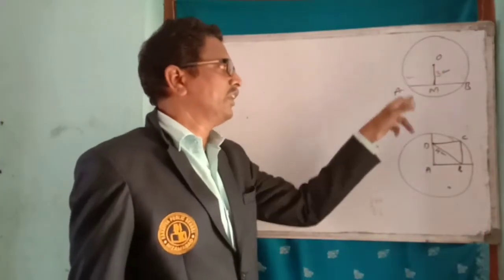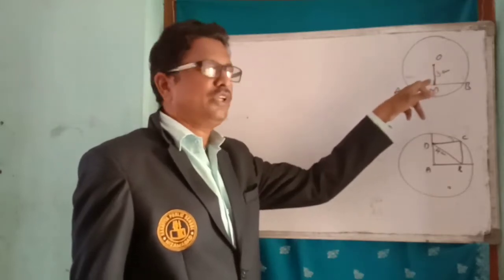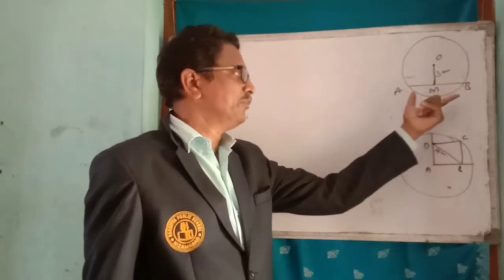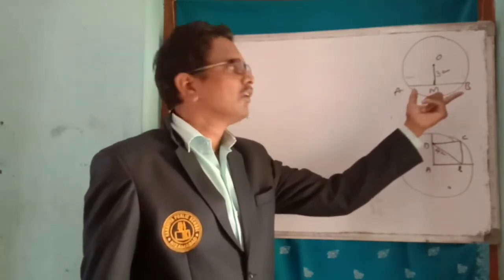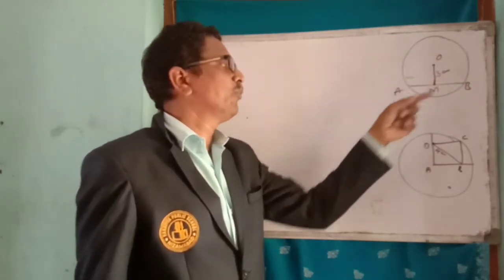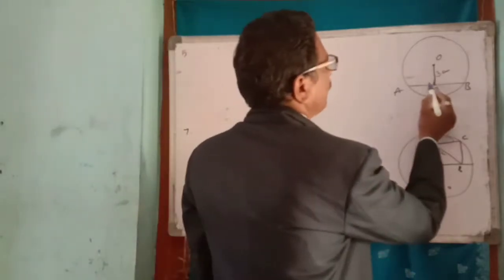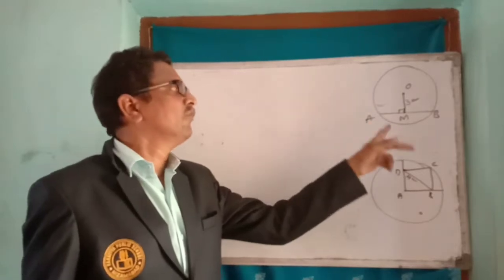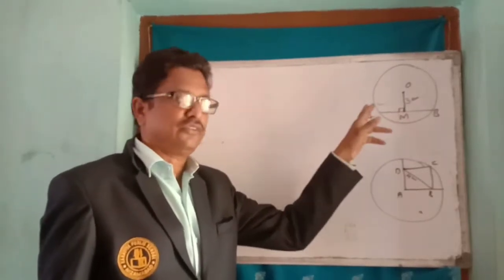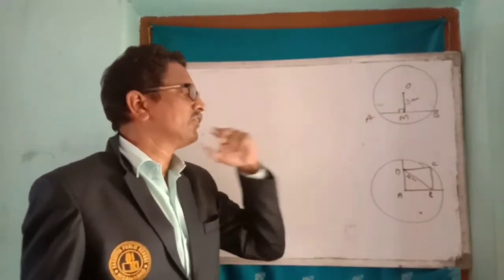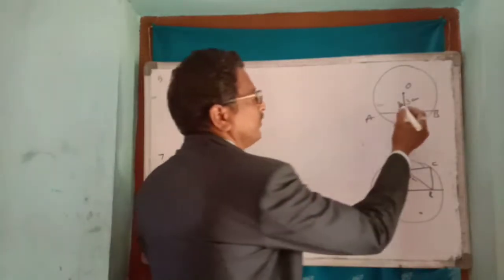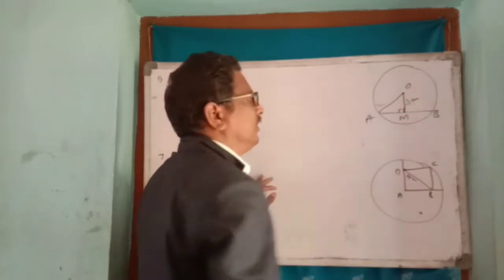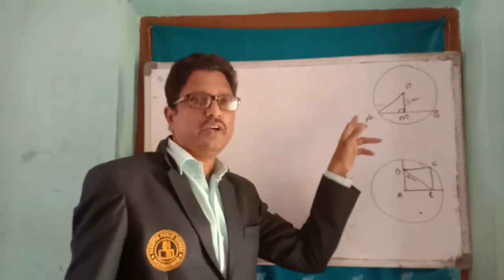O is the center of the circle, OM equals 3 centimeters and AB equals 8 centimeters. AB is a chord and OM is perpendicular to AB. Then find its radius. How to find the radius? We have to find the radius. When we join this, it is the radius of the circle. OA we have to find.